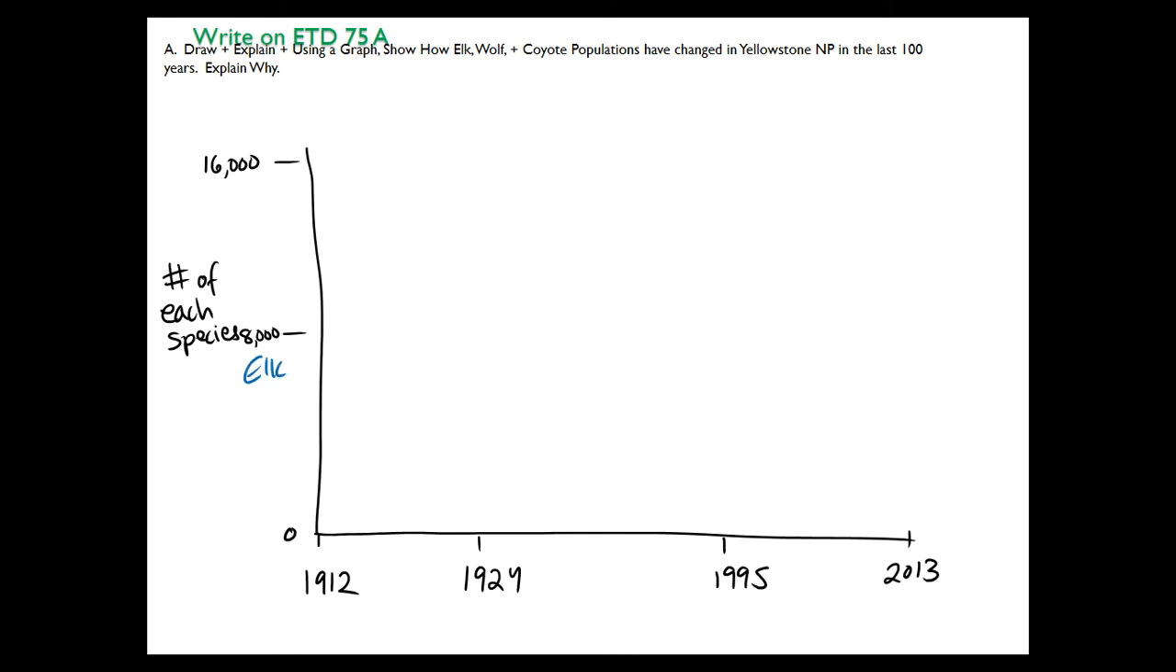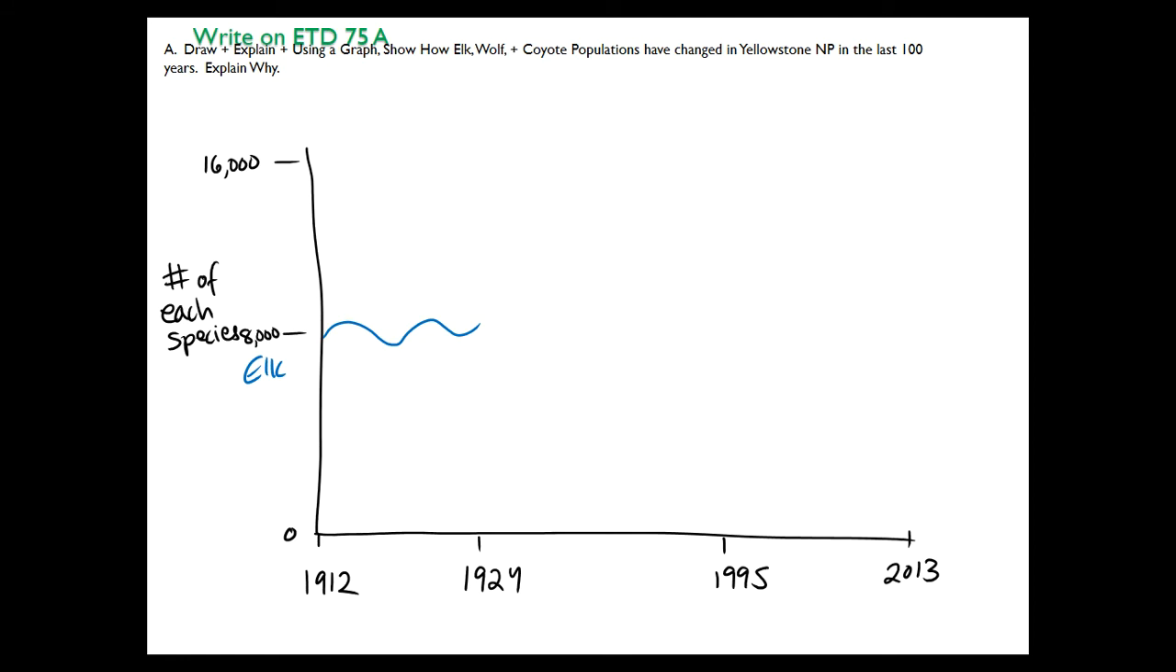If we look at Yellowstone, say 1912, all time's going by. If we look at that 100 years ago-ish, the elk population in Yellowstone was about 8,000. And the population, of course, wasn't exactly 8,000. It would waver up and down.